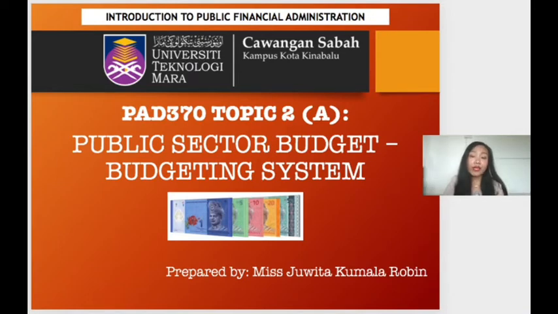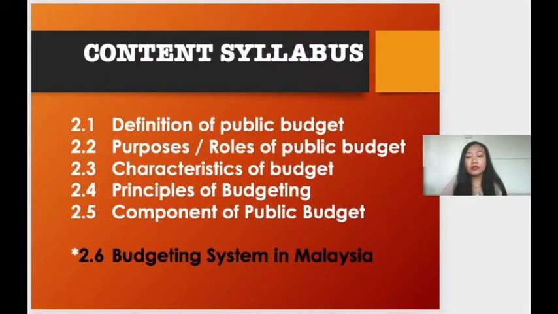Okay class, as usual, before we proceed to our lesson, I will expose to you the syllabus content of chapter 2 first. Okay, these are the points. So in chapter 2, we are going to learn about the definition of public budget. And then 2.2, we are going to look at the purposes or the roles of public budget, followed by characteristics of budget, the principles of budgeting, and next, component of public budget. Budgeting system in Malaysia is also included in chapter 2, but then we will only touch on 2.6 next week. Okay?